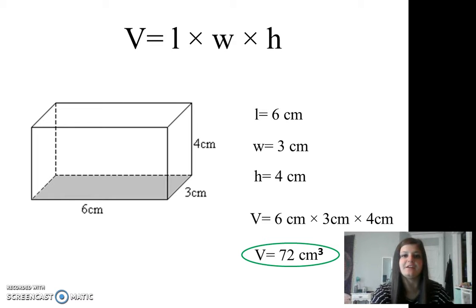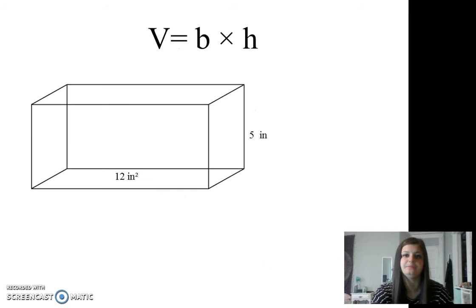Before we go on to the next formula, I just wanted to let you guys know that either of these formulas will work to find the volume of a rectangular prism. You just have to choose which formula you're going to use based on which values they gave you. And this will make more sense in a second when I show you the formula.